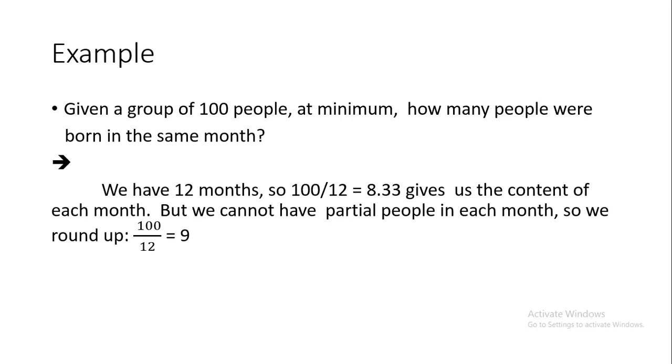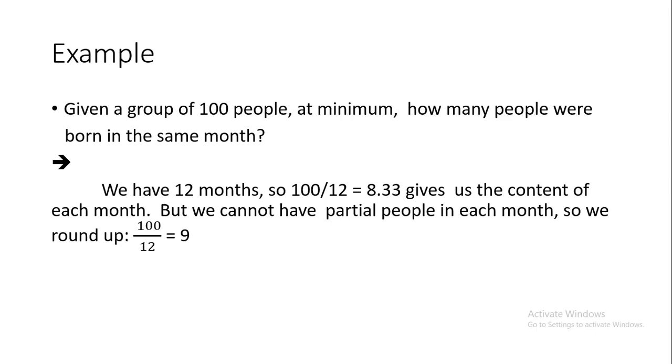See here the solution. We have 12 months. So 100 divided by 12, that is n divided by k. Our generalized principle says n divided by k. So n is our 100 people and k is the 12 months. That is 100 divided by 12, which is equal to 8.33.